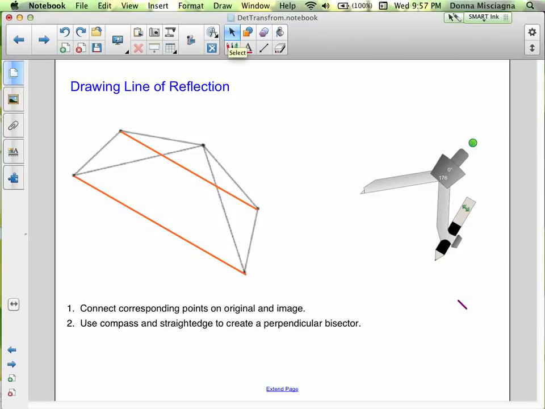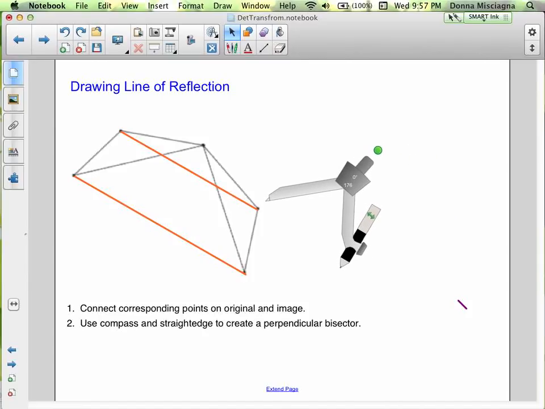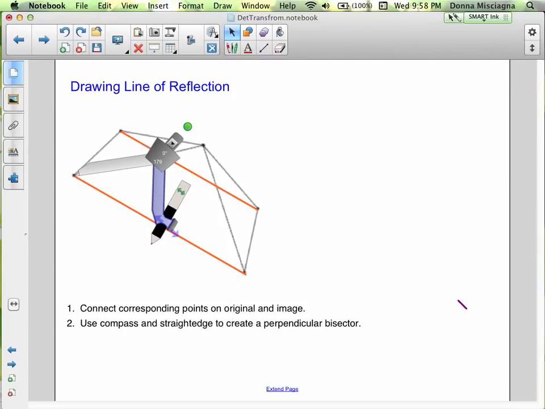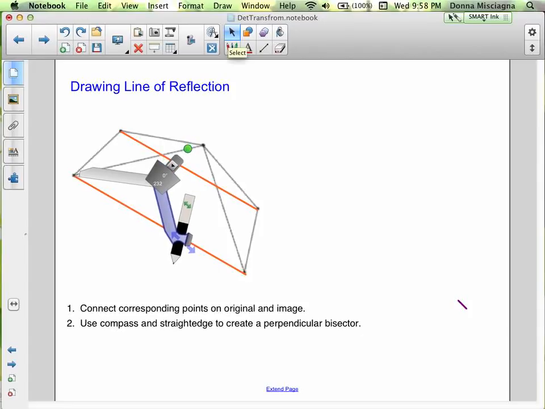One segment is really all you need, but sometimes it's nice to have two segments, or to use the segment that's further away or a little larger when you're doing your perpendicular bisector, just to make sure your work is big enough when you're trying to draw in your line. All right, so I'm going to do a perpendicular bisector. I'm going to make it nice and big.